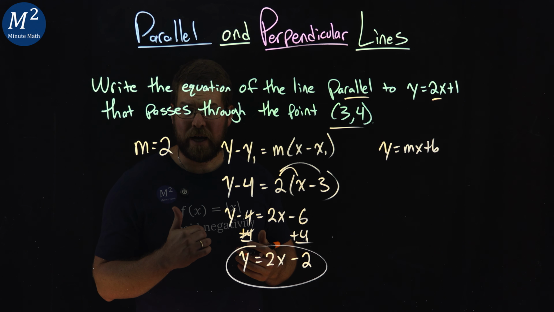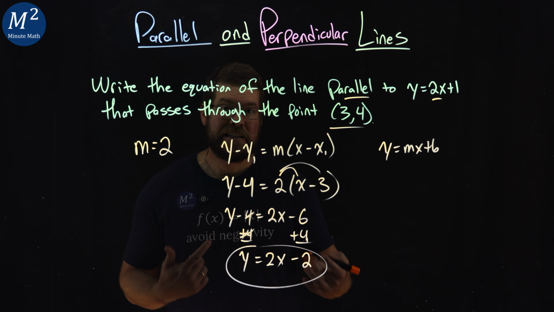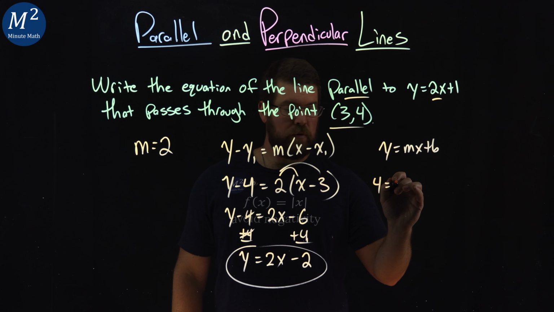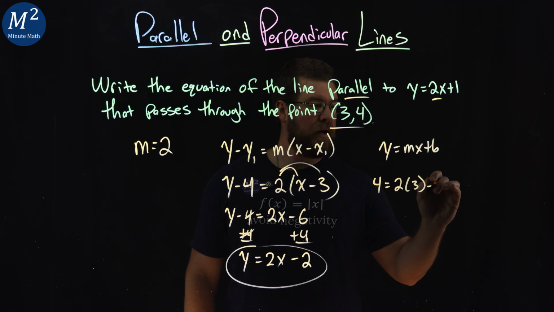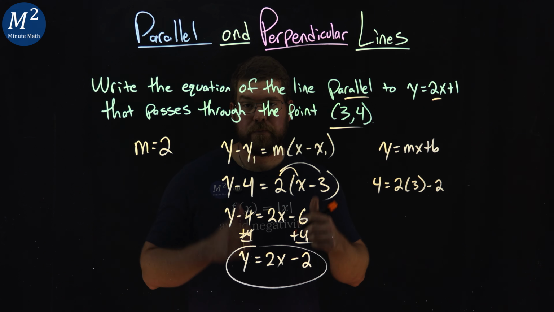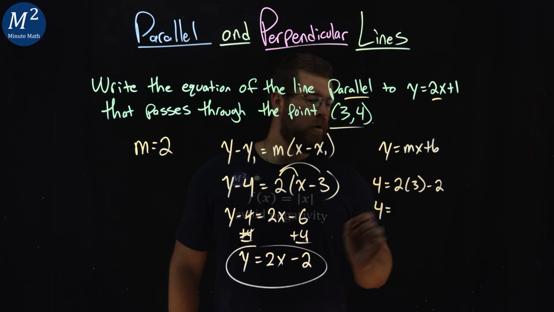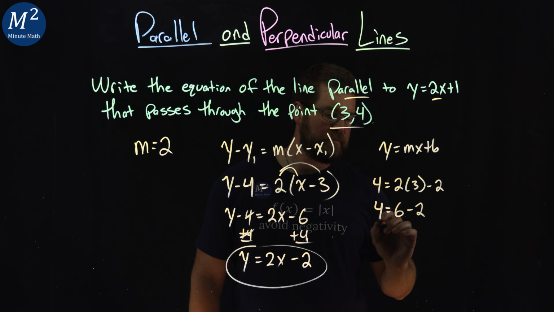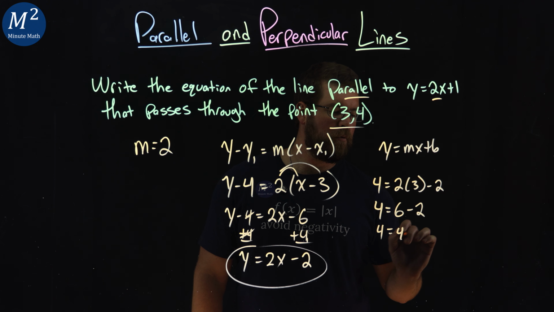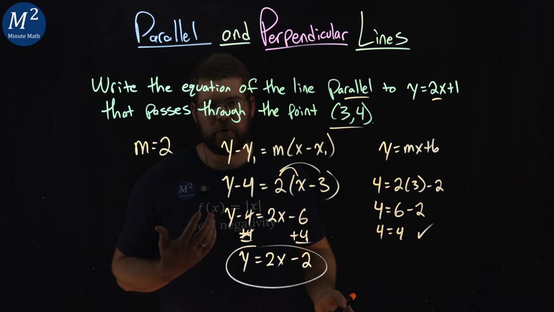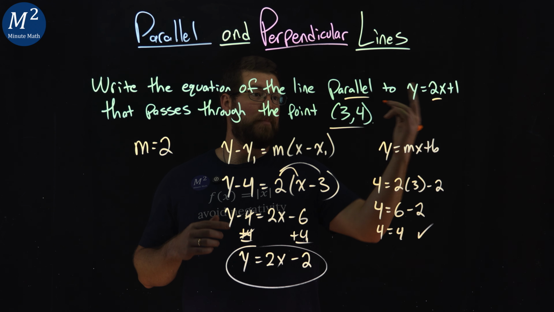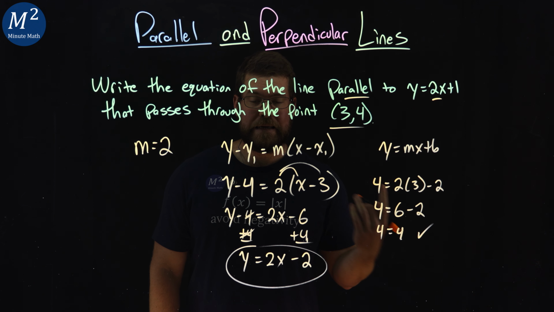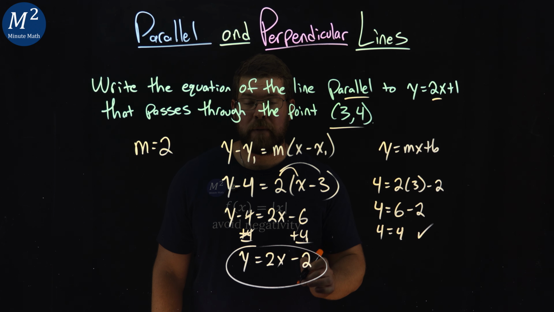Now, if we want to quickly check that, we can plug (3, 4) into this line. 4 is our y value, so we have 4 equals 2 times 3 minus 2. If the left and right are equal, we're good to go. 4 equals 2 times 3 is a 6 minus 2, and 6 minus 2 is a 4. 4 equals 4, we're good. So we confirmed now that the line that is parallel to y equals 2x plus 1 and passes through (3, 4) is y equals 2x minus 2.